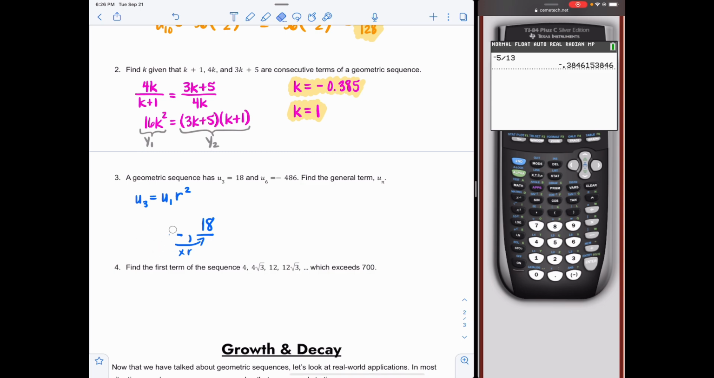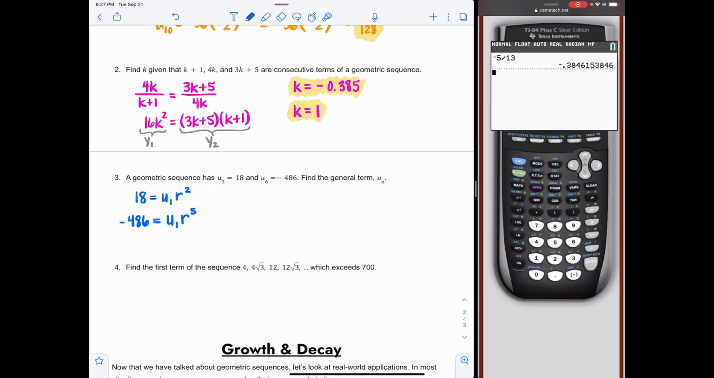Instead of using u sub 3, we're going to write u sub 3 as 18, because that's what u sub 3 is. The third term is 18. Now we're going to use the second equation, which is u sub 6, which is negative 486. We found that by taking the initial value, or the first term, and multiplying the common ratio 5 times in order to get to the 6th number.